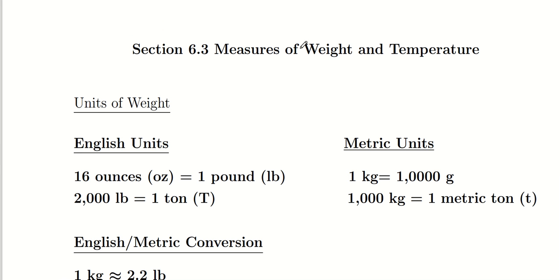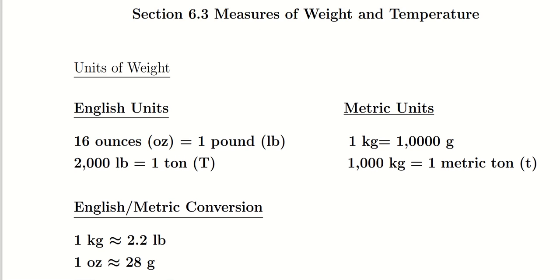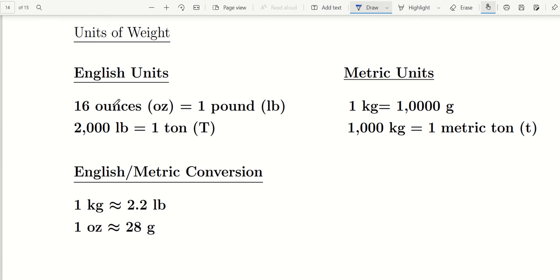In the last section of Chapter 3, we're going to study measures of weight and temperature. The US or English units for weight involve ounces and pounds. There are 16 ounces to 1 pound, and there are 2,000 pounds in 1 English ton.